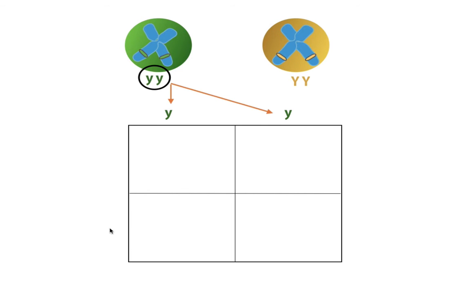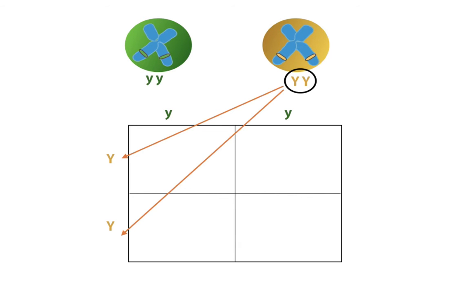It doesn't really make a difference if they're here or here, okay? But it can, again, only offer two lowercase y's. And likewise, my organism on the right can only offer two capital Y's. Now, what would happen when these alleles mix?